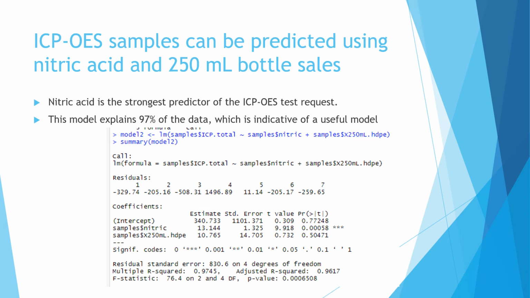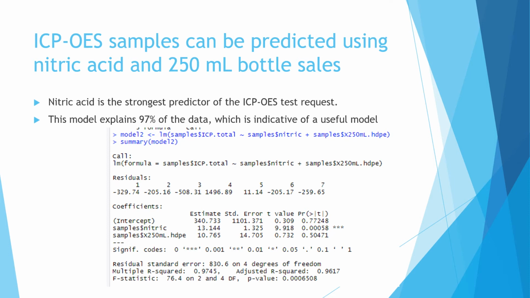So the ICP-OES samples, which use nitric acid as a preservative and are collected in 250 ml bottles, we can use a linear model, a multilinear model in R to predict this data. So we loaded the data into R, and we used nitric acid and the 250 ml HDPE bottles as predictor variables, and the ICP-OES sample demand as an outcome variable.